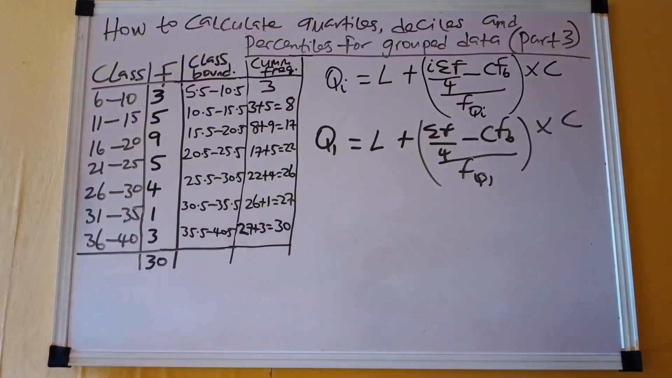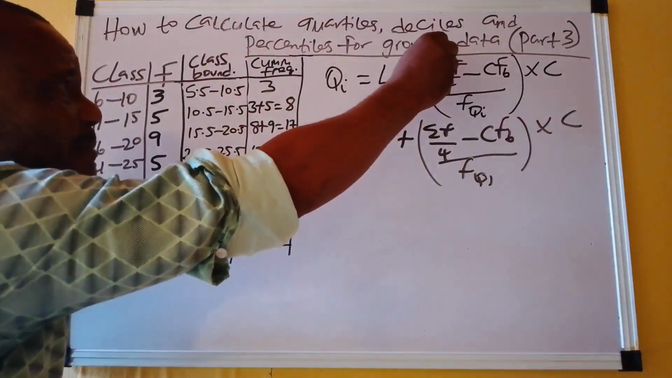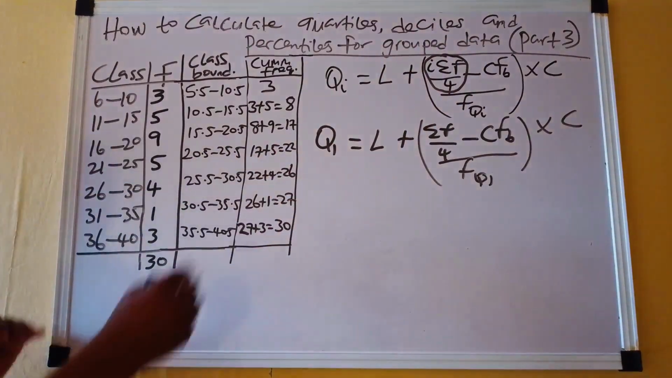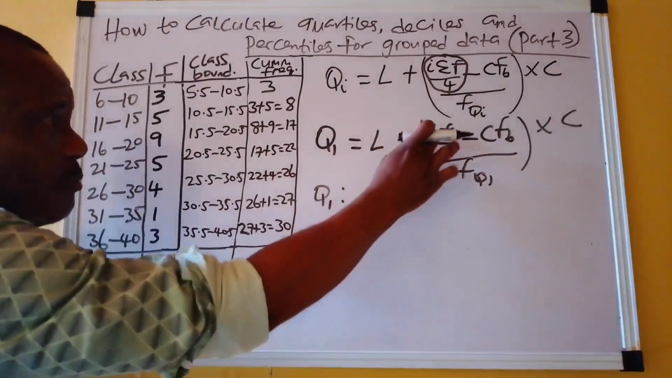Now there is what I call the class determinant. Whatever measure of position you want to calculate, the first thing you need to do is to determine the class where that particular measure of position falls. So this particular value here is what we call the class determinant for quartiles: summation F over 4. For the Q1, we have to determine the class where the Q1 falls.